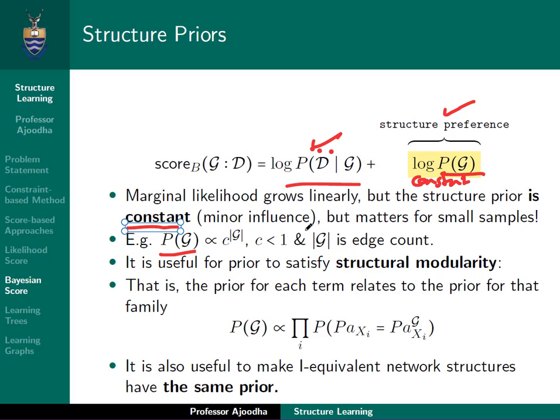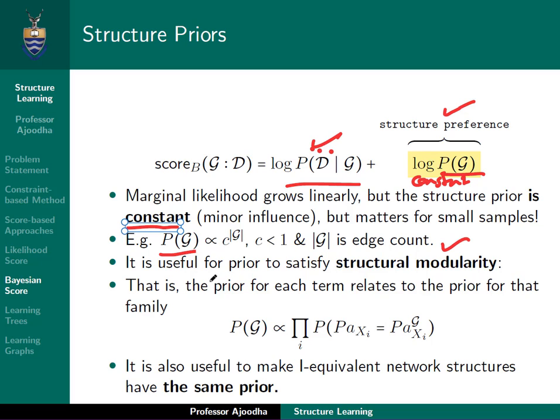This prior looks at it: if you have a lot of edges in the graph, then it doesn't prefer it. So it's like a penalty term. It adds a smaller value if you have a very complicated structure, and if you have a very simple structure, then the exponent will be very small, and therefore it will not bring down the score as much. So this was an example of a prior.